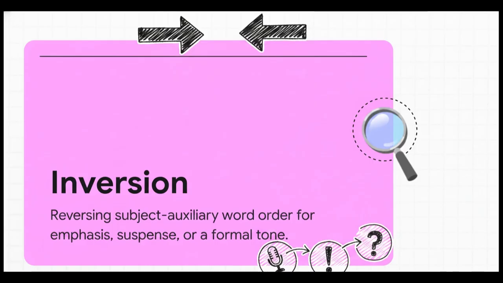Basically, inversion is a structural phenomenon where we take the traditional sentence layout and just reverse it. Specifically, the helping verb, also known as the auxiliary verb, moves right ahead of the subject. It's actually the exact same mechanic we use when we ask a question, but in this case, we are making a definitive, incredibly powerful statement.